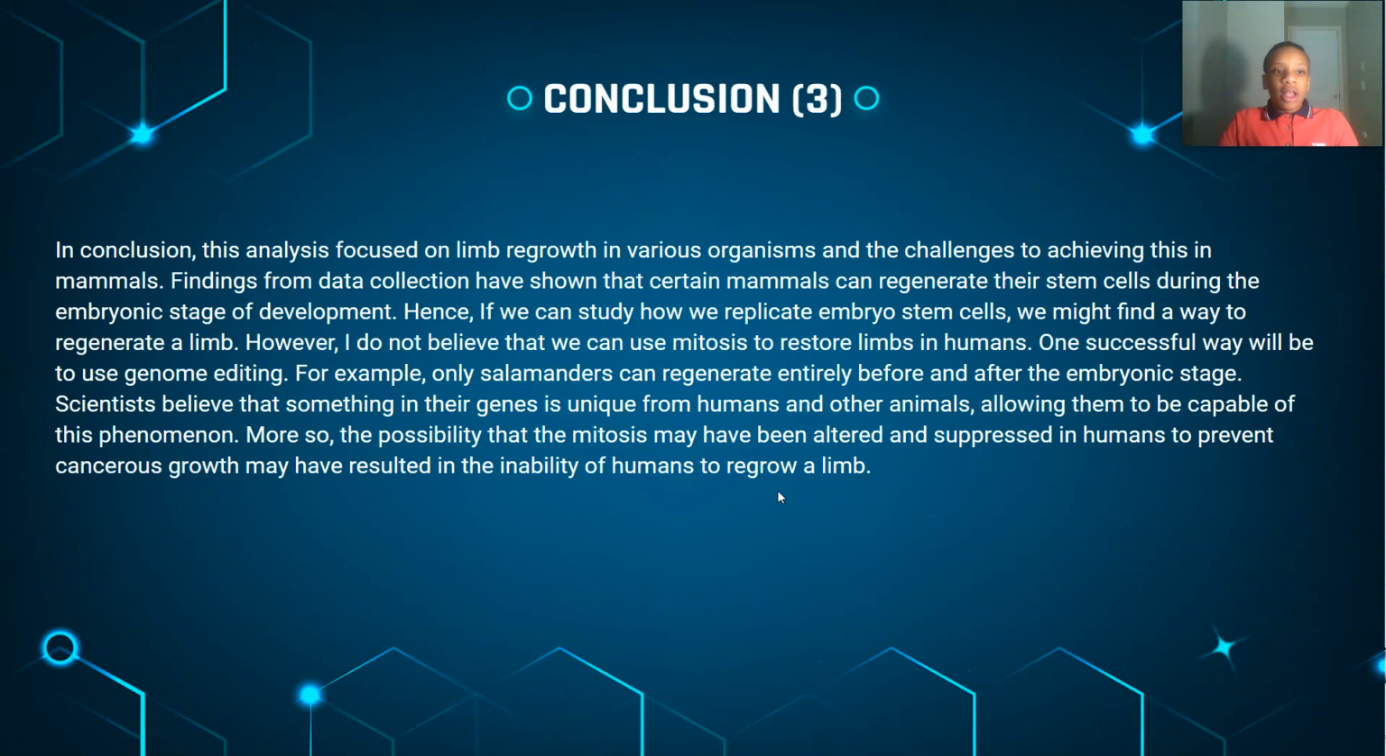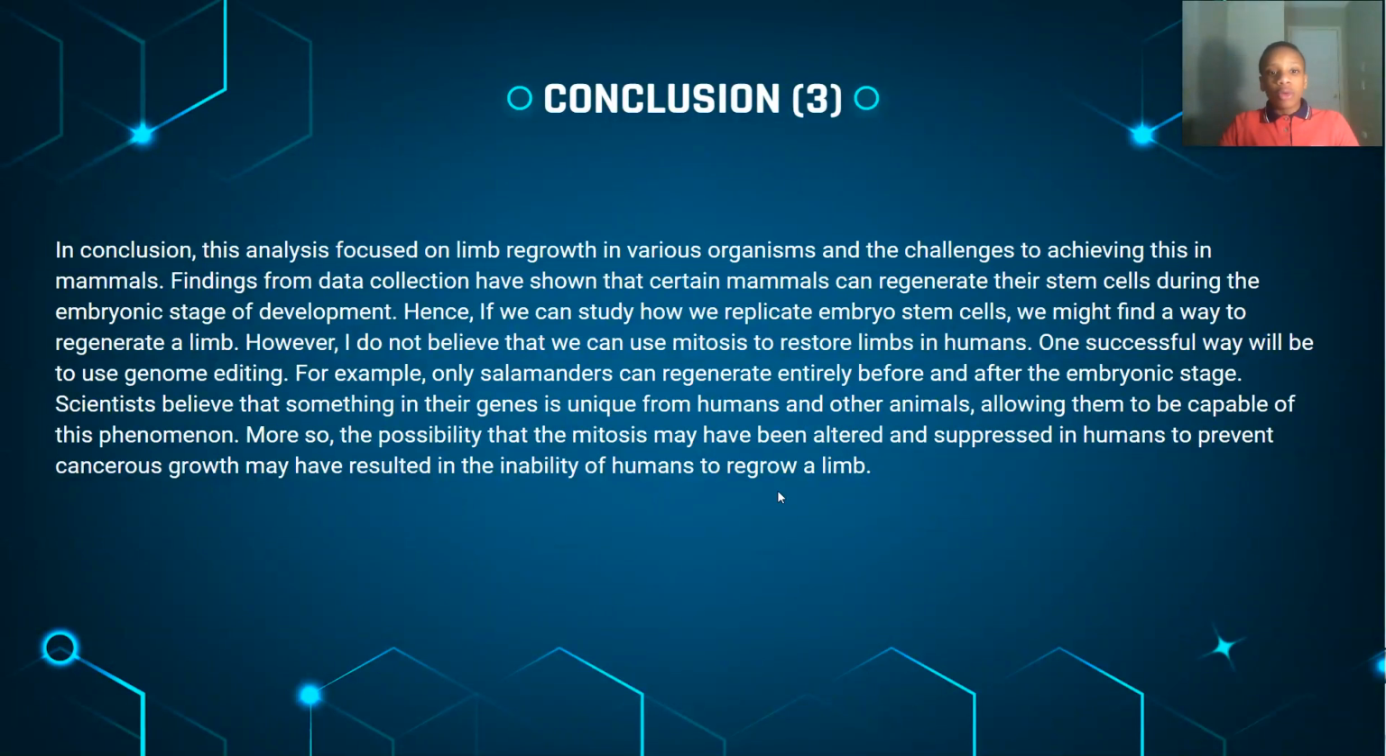In conclusion, this analysis focused on limb regrowth in various organisms and the challenges to achieving this in mammals. Findings from data collection have shown that certain mammals can regenerate their stem cells during the embryonic stage of development. Hence, if we could study how we replicate embryo stem cells, we might find a way to regenerate a limb. However, I do not believe that we can use mitosis to restore limbs in humans. One successful way will be to use genome editing.